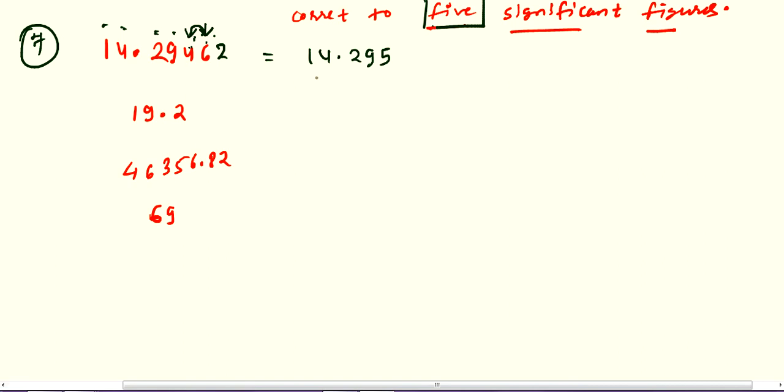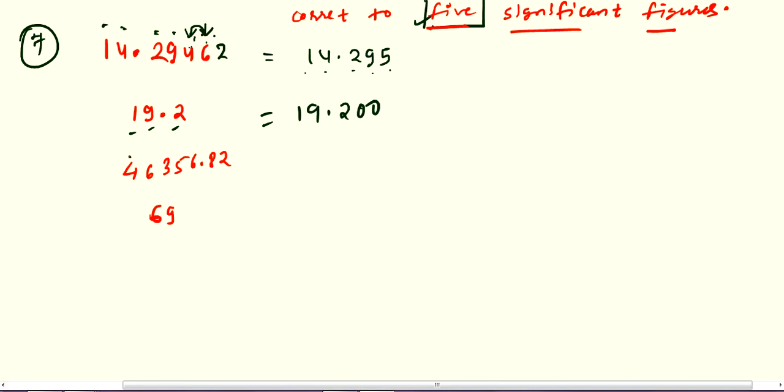14.295. Now as you can see, 1 2 3 4 5, correct to 5 significant figures. Like this you have to convert. Now what about this? We are having 1 2 3, only 3 places. From where we will get the other 2 values? Simply by adding 0. Very simple. Now 1 2 3 4 5, we are having 5 significant figures.